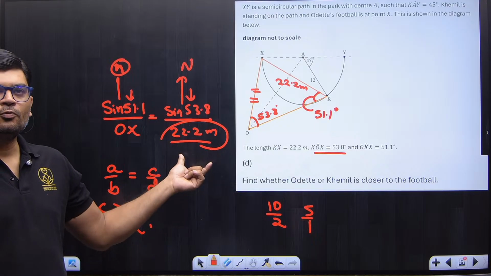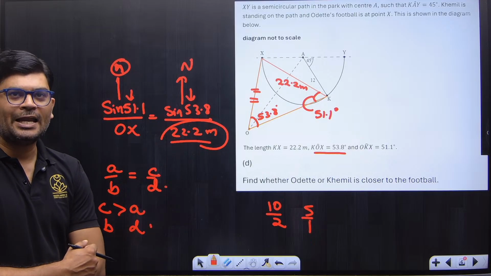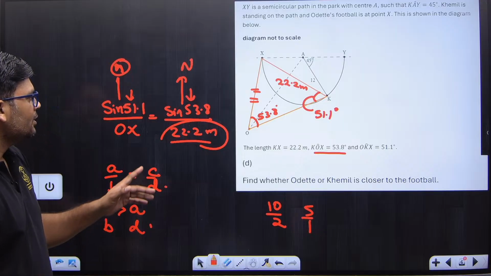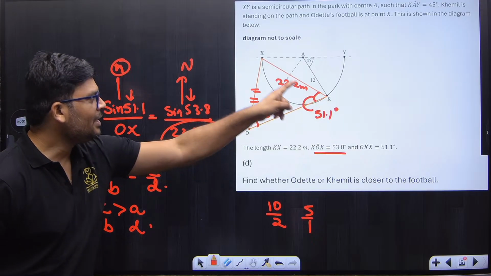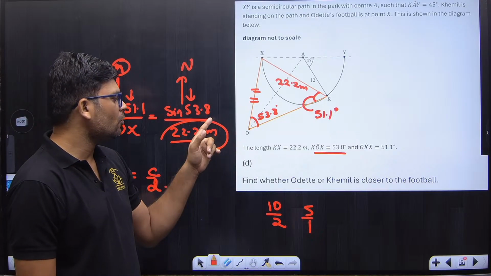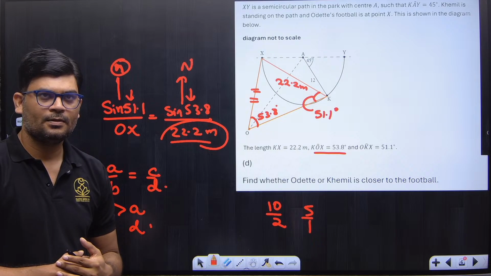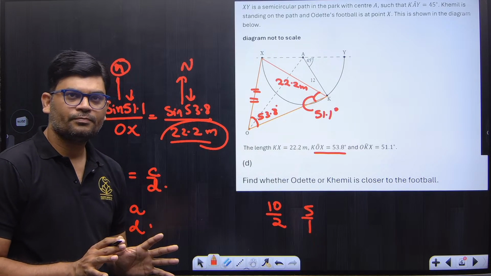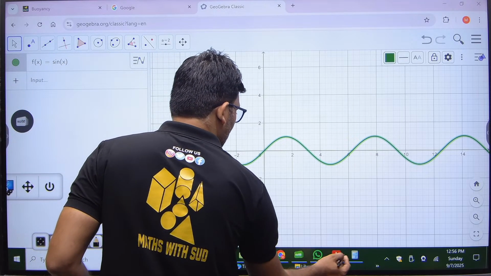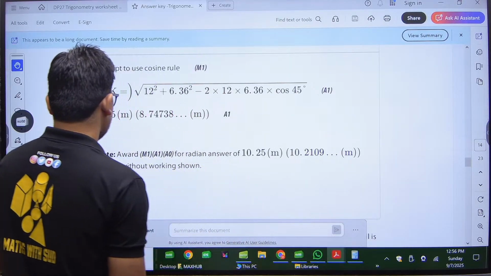So it is obvious that 22.2 will be greater than OX. Are you getting it? Without actually calculating the value of OX, we can say that, since they are asking for the shorter distance, Audit is closer to the football than Camille. You understood? Sure? Let us see what the answer is. I haven't calculated any value, but let me see if we are correct. If we are not correct, then we will apply a different approach.